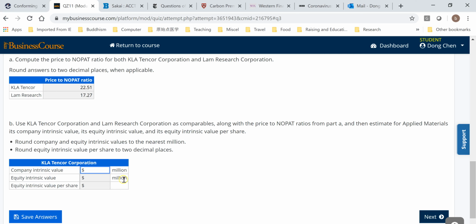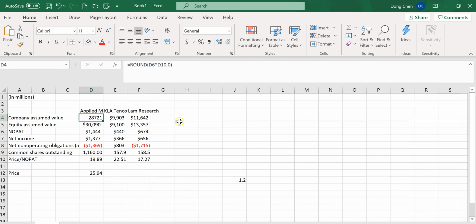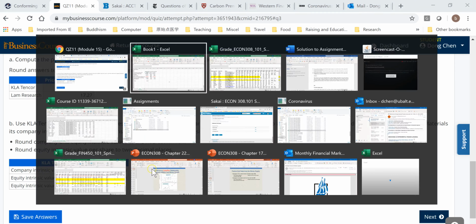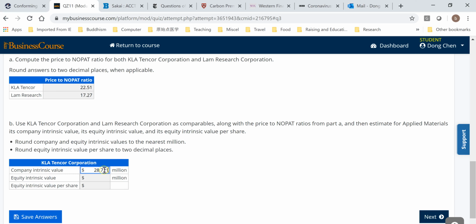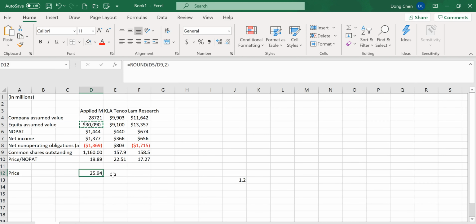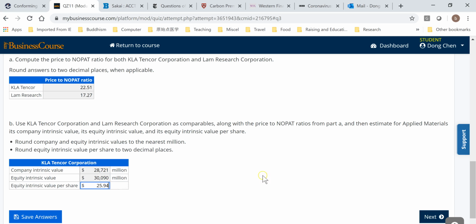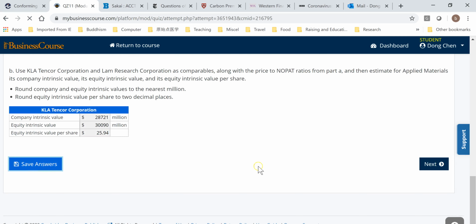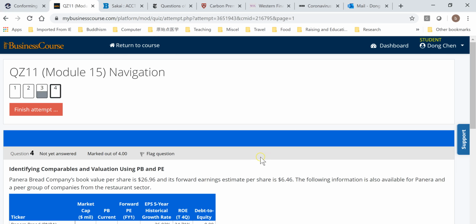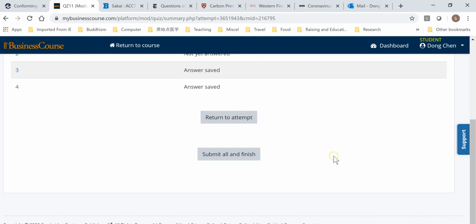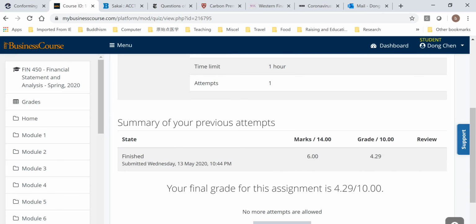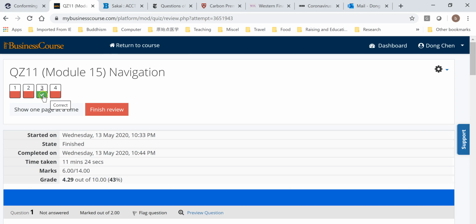So the next job is simply to copy back all these numbers I got here to the quiz, and save answer. And then I can just submit this and see whether we have done this correctly. Finish attempt, submit all, and finish. And you can see that this is marked in green, so that means this question has been done correctly.